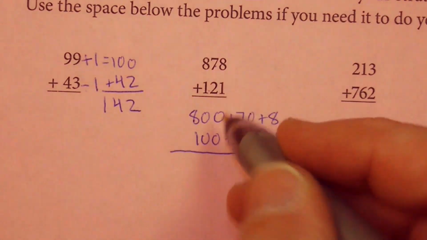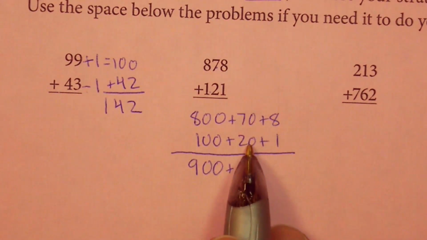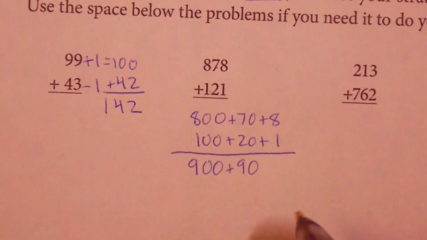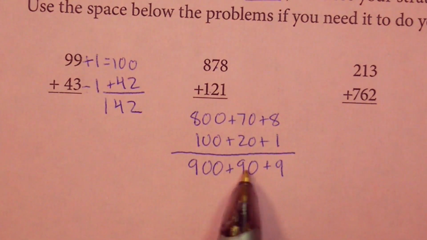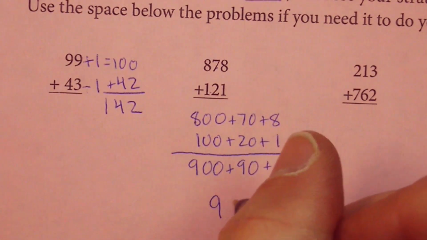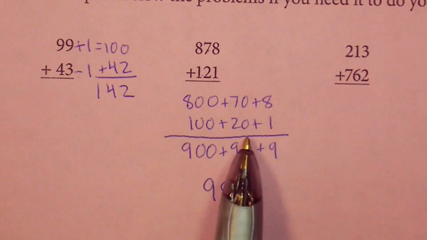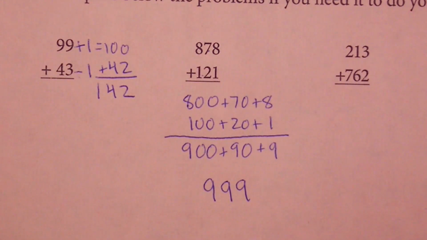So 800 plus 100 becomes 900. 70 plus 20 becomes 90. 8 plus 1 becomes 9, which gives us a really fun number. 999 is our answer. So I kind of used my expanded form and then added down. You might like that. Give that a try sometime.